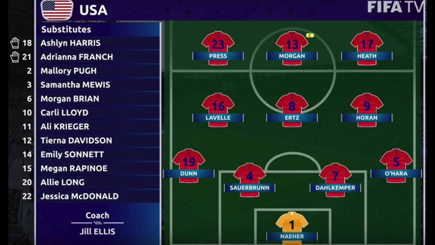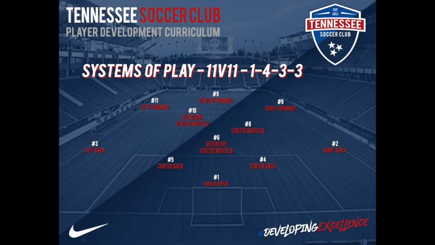So the USA is using a system of play with a goalkeeper, 4 defenders, 3 midfielders, and 3 forwards, which would be called a 4-3-3. This diagram shows that same system of play, but using traditional position numbers. So that means each position has a number assigned to it that is not necessarily the same as a jersey number.